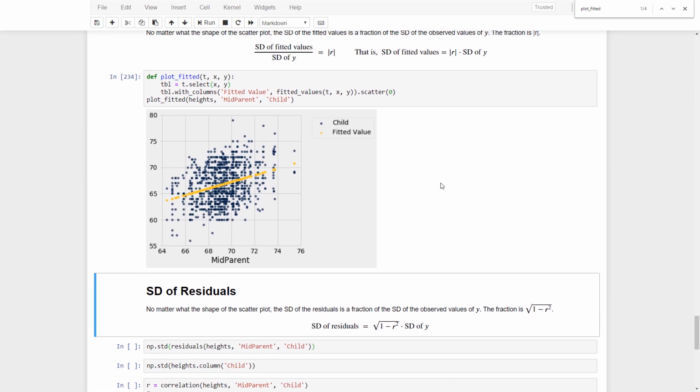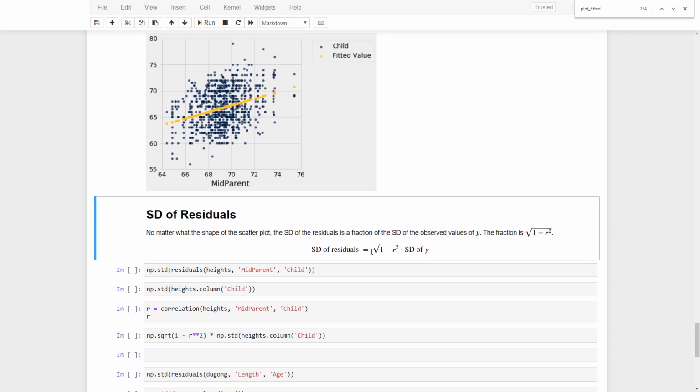So let's get back to the demo. This is the summary of what we just mentioned. As we said, the standard deviation of residuals is equal to the square root of 1 minus r squared times the standard deviation of y. Let's try that on multiple data sets.